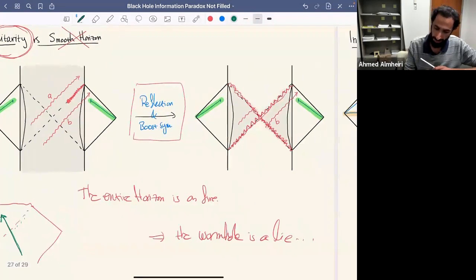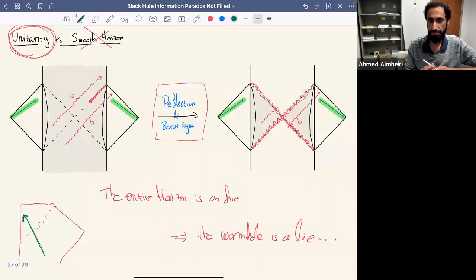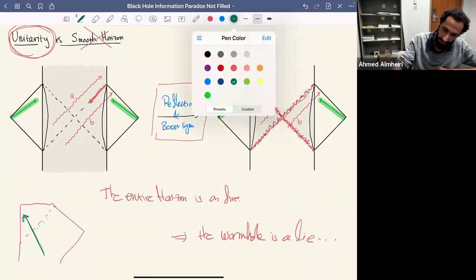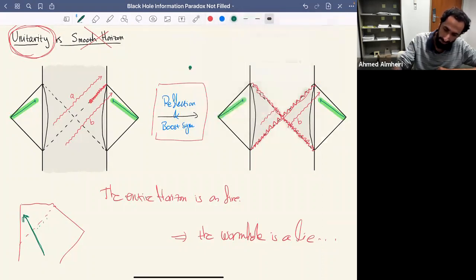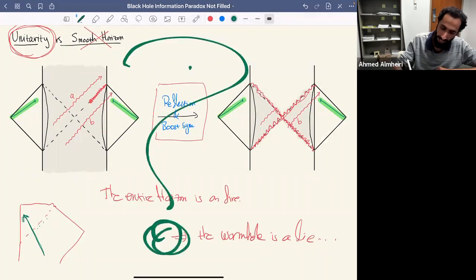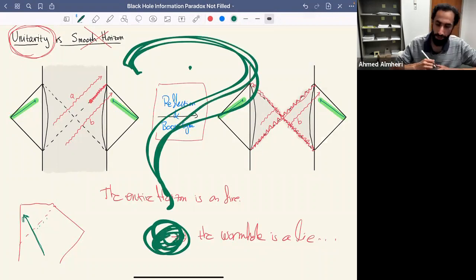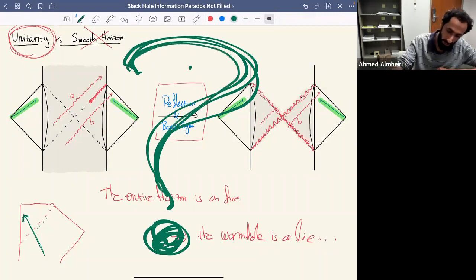Can I ask a quick question here? If you accept the firewall, then doesn't that mean that you can't trust the computation that led you to the firewalls? You're just left with a big question mark. Exactly. If there are firewalls, do we even trust that black holes evaporate? Yeah, that's a good question.